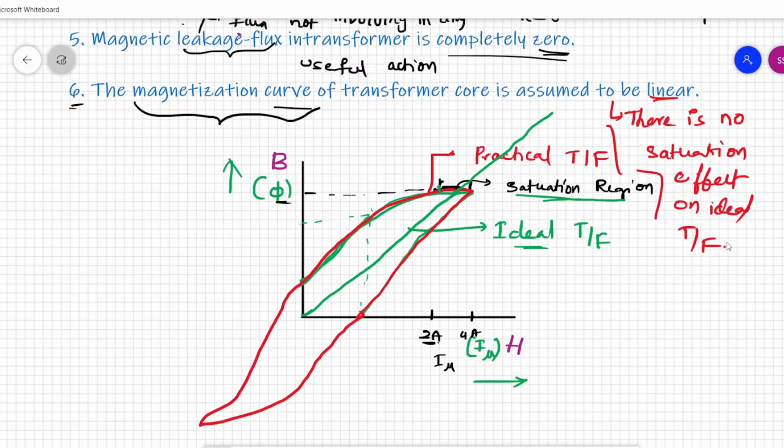In this class we have discussed the EMF equation derivation, the constructional features of a transformer, and what an ideal transformer is. In the next class we will be discussing a practical transformer.